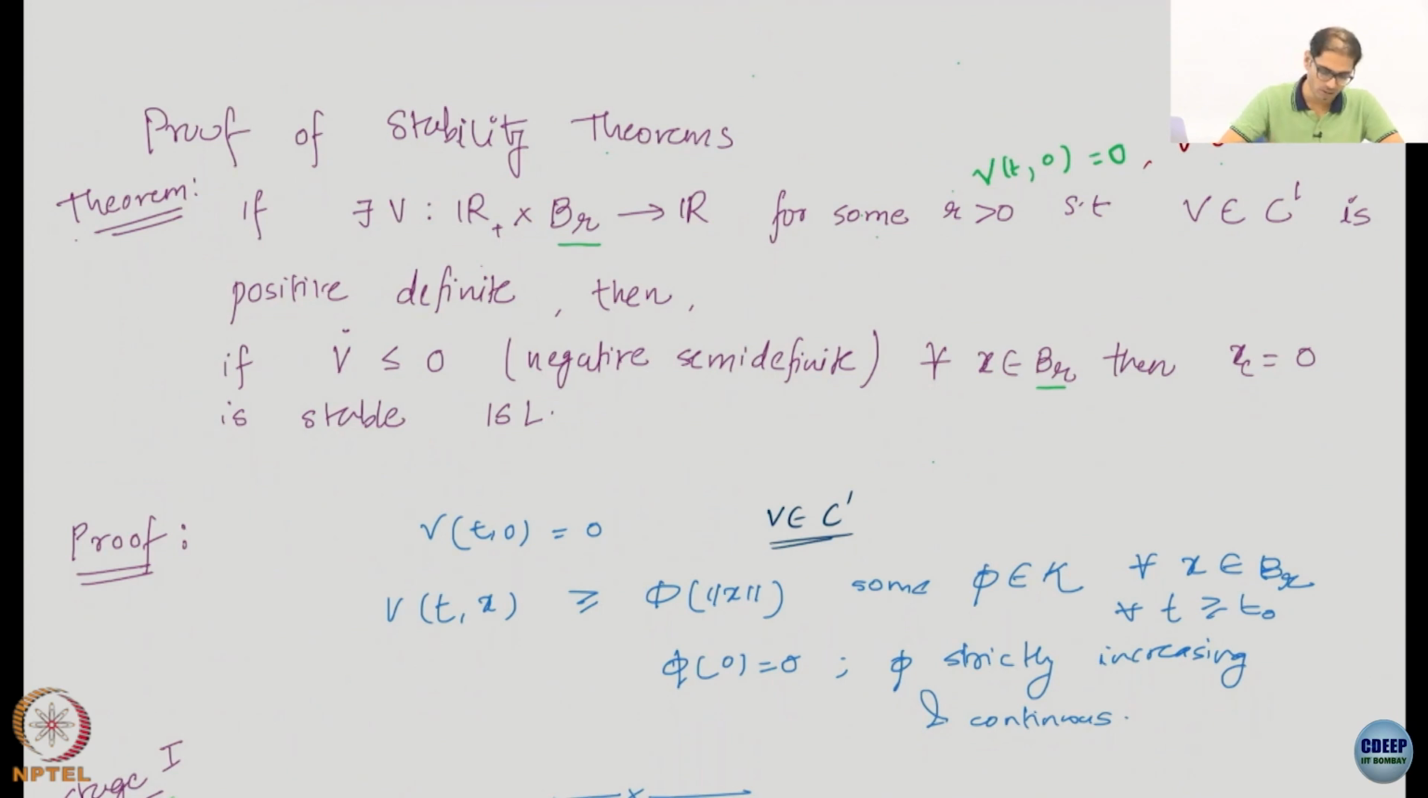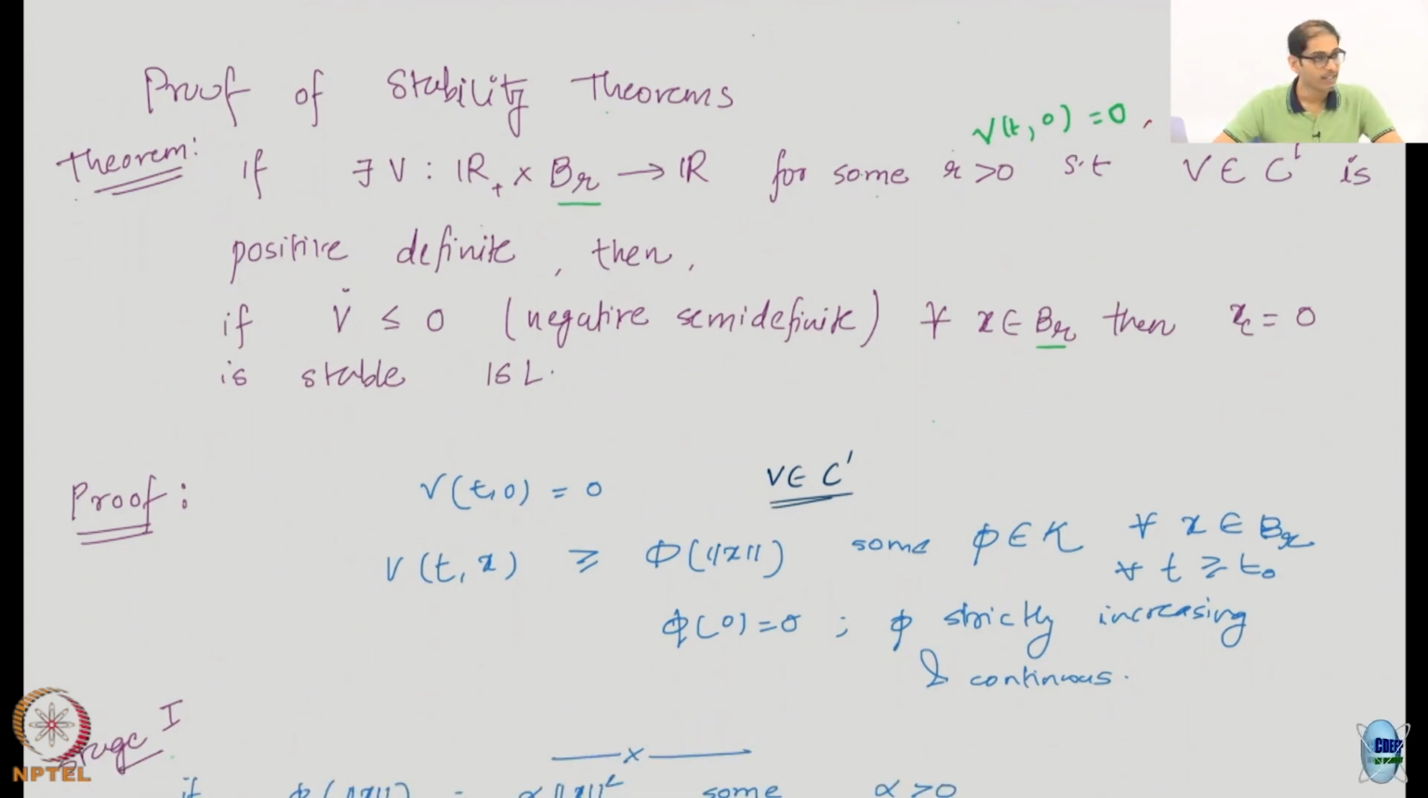So V dot is also negative semi-definite in the domain. Then we say that 0 is a stable equilibrium in the sense of Lyapunov. So this was the theorem, just written in complete detail, nothing different from what we've already seen.